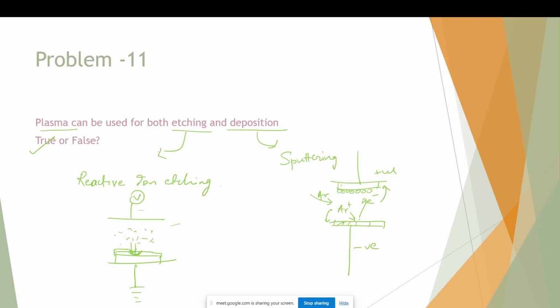And at some positions, as I said earlier, we can protect it by using photoresist. So only wherever the photoresist is not present, those portions will get etched. So in such processes also we use plasma.